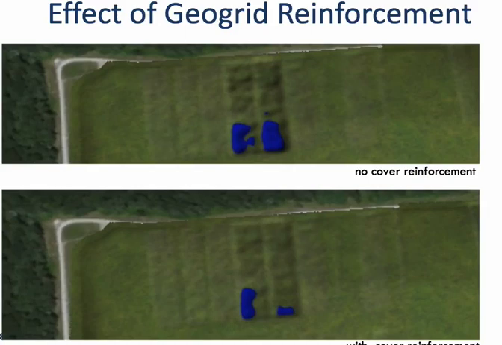Final comment, by having GeoGrid, we were able to increase the spread of that deformation over a larger area, so we have less deep ponding, which is ultimately our goal to try to prevent that infiltration.